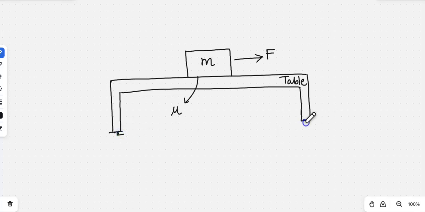Now they are asking what is the frictional force applied by the floor on the legs of this table. So these are the legs, right? So let's look at this first. So small m is slipping on a rough horizontal table under the action of the horizontal force.